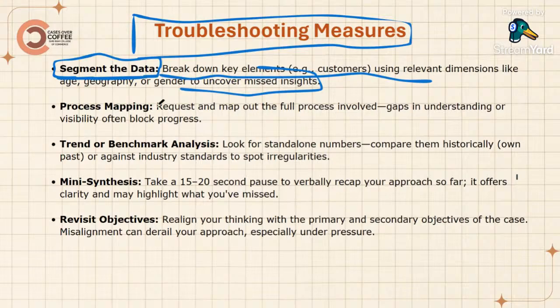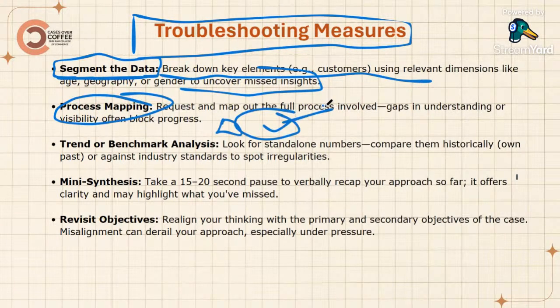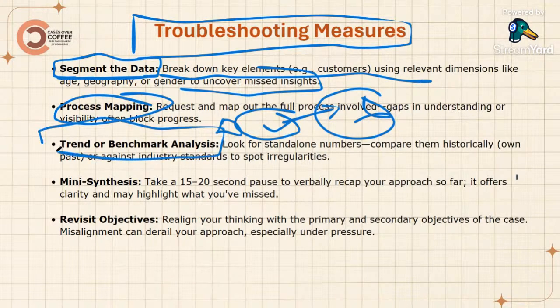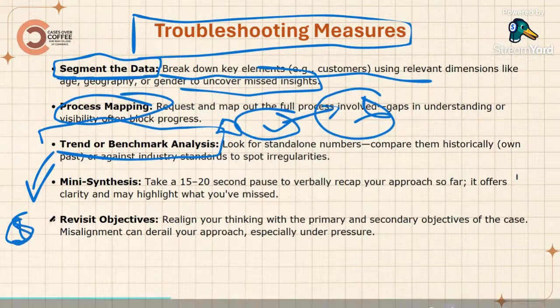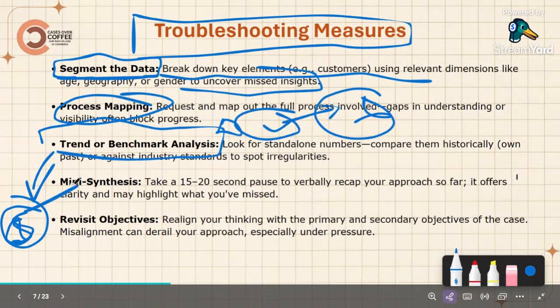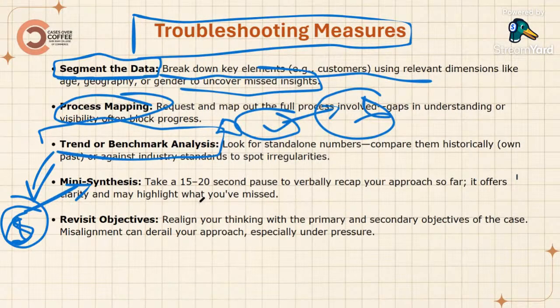Secondly, let's say there is a case in which you are not very clear. Now, what you can do is process map that thing again. You can even ask the interviewer about the process mapping and try to identify the gaps that you have missed, and then try to solve the case further. Then you can do a trend or benchmark analysis. Basically, so far in the analysis you can just benchmark it with your previous performance, the competitor, or the industry, as the case may be.